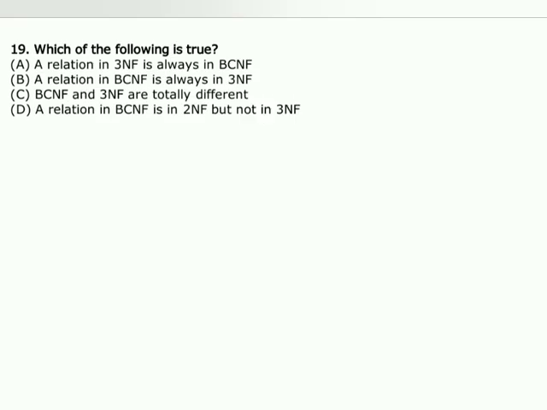Next, which of the following is true? A relation in 3NF is always in BCNF. A relation in BCNF is always in 3NF. BCNF and 3NF are totally different. A relation in BCNF is in 2NF but not in 3NF. Here, option B is the correct answer. BCNF, Boyce-Codd normal form, is always in third normal form.